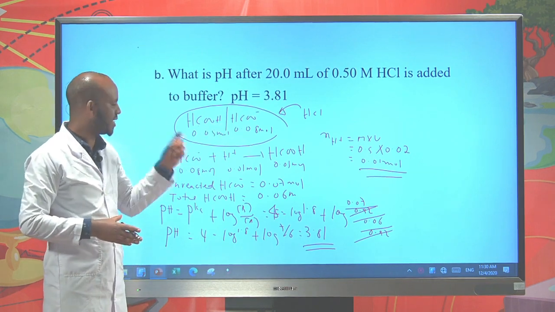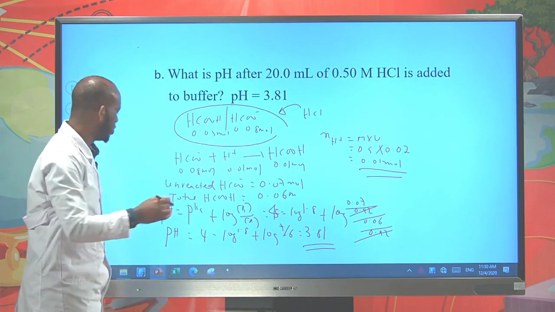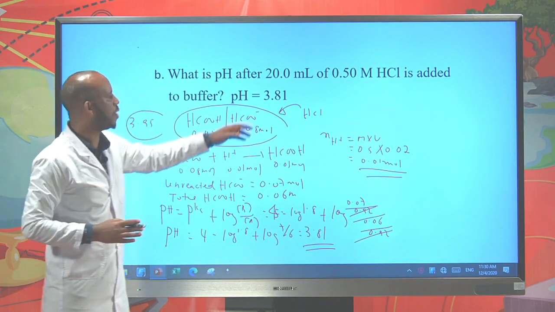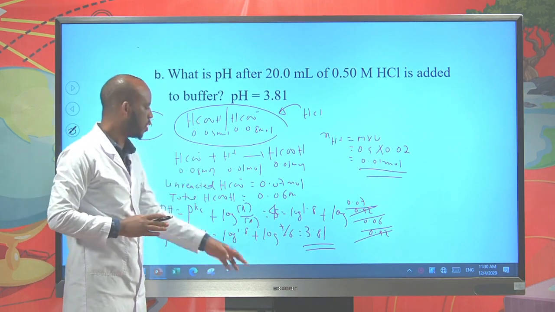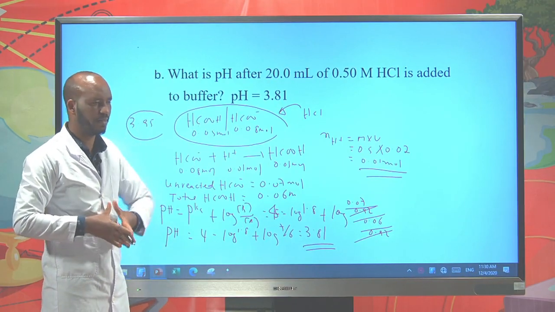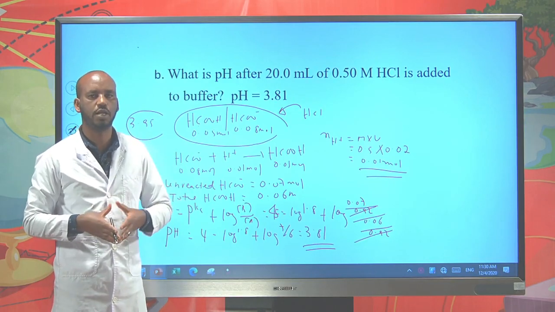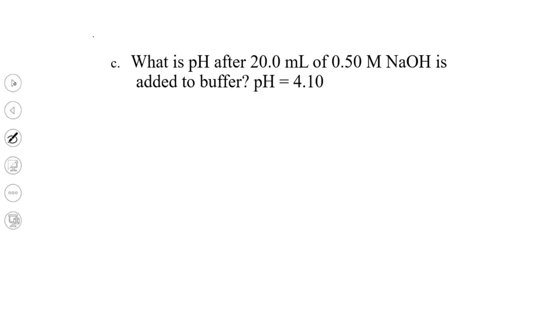Before adding any acid, the pH of the solution was found to be 3.95. After adding a small amount of an acid, the pH of this buffer solution is found to be 3.81. Small change in pH. That is why a buffer solution is a solution that resists change in pH upon addition of a limited amount of an acid or a base. See, what is the pH after 20 milliliters of 0.5 molar sodium hydroxide is added to a buffer?